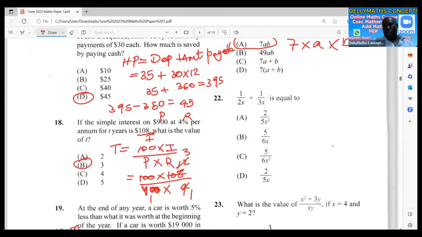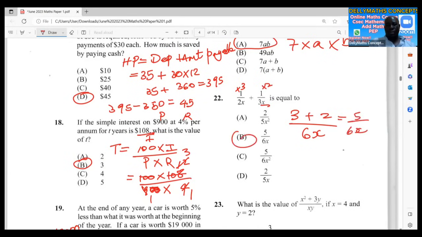For this, the LCM is simply 6x, not 6x squared. All right? Now, 2 into 6x is 3 times. 3 times 1 is 3. 3 into 6x is 2 times. 2 times 1 is 2. So if we should add these, we'll have 5 over 6x. There it is.